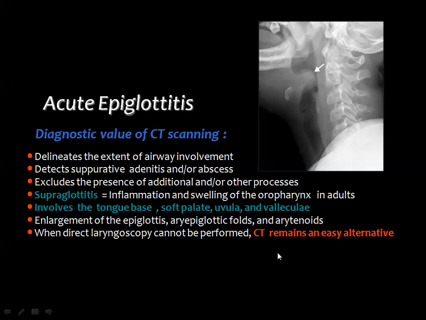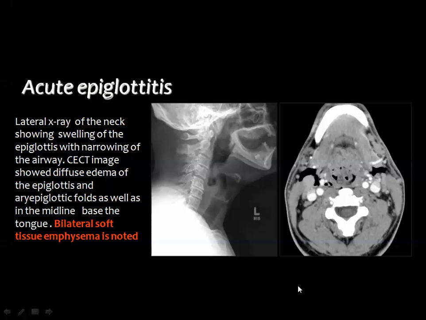Then the usual way is to have a plain X-ray and to do a direct laryngoscopy. But if this laryngoscopy is difficult or cannot be performed, then CT may be of help.